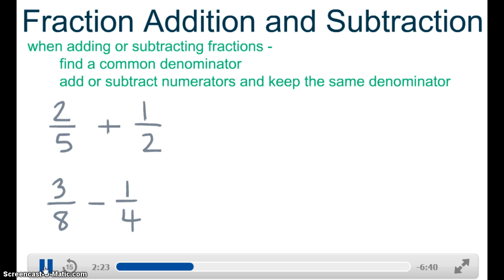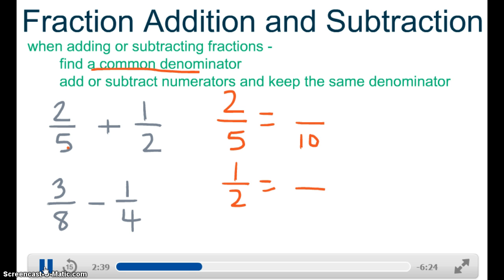Addition and subtraction. This is a review. You have to find a common denominator. So the common denominator between 5 and 2 is 10. So I'm going to rewrite 2/5 and 1/2. I know that my common denominator is 10 because I can get both of these values up to 10. So I'm going to multiply by 2 halves. So I get 4/10, and then I'm going to multiply this by 5/5, and I get 5/10. Now I can add 4/10 and 5/10.